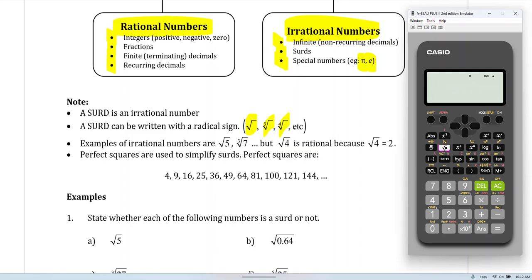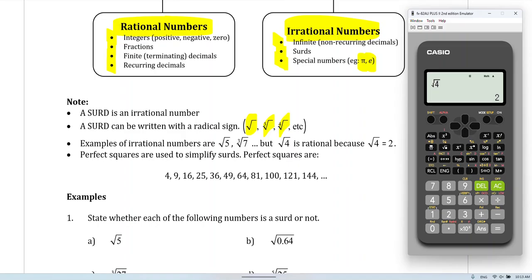However, something like the square root of 4 is exactly equal to 2. So even though it does have that square root sign over it, the answer is rational, which means that it is not really a surd.